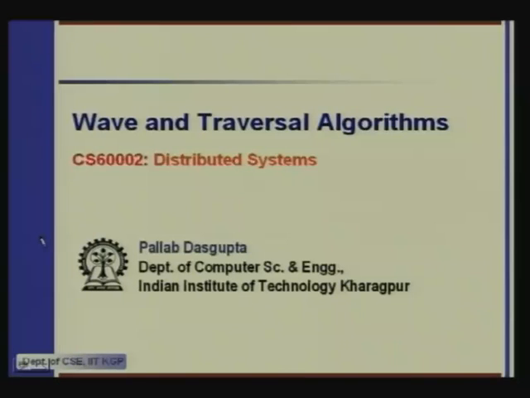Right. So, we are going to start on a new chapter which is going to discuss some generic classes of algorithms for distributed computing systems. The title of this chapter is wave and traversal algorithms. We are going to study two types of algorithms. One is called a wave algorithm, the other is called a traversal algorithm. Now, these are not specific to any particular application, these are generic classes of algorithms very popularly used in distributed computing.